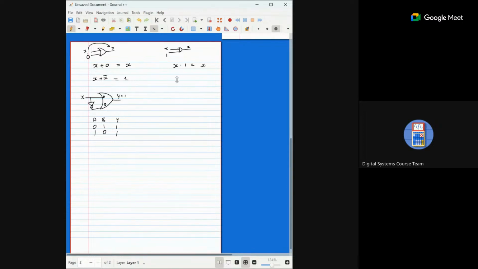Same case, if I have X dot X bar, that gives 0. I have the AND gate with input X connected to the A input of the AND gate, and the B input of the AND gate connected to the inverted primary input. The output is Y and the input is X. Input X is connected to A, and the inverted input of X is connected to B. So if X is 0, A is 0, so B is 1, and the output is 0. If X is 1, B is obviously 0.